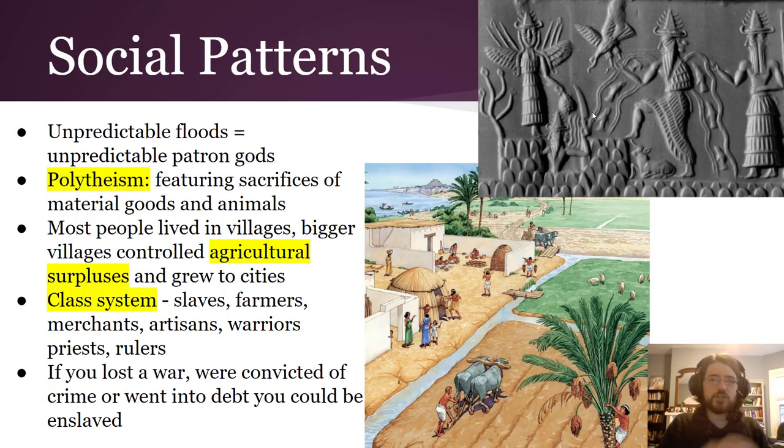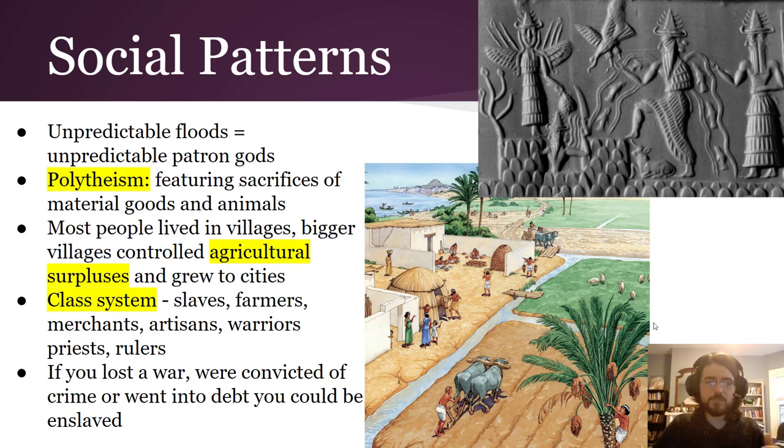But the geography led to some social patterns. They had unpredictable floods, and so their gods are pretty unpredictable. Enlil is one of their major gods, who I believe is the one depicted here. And they made sacrifices of material goods and animals to their many gods to keep them happy enough to not flood them to death. So polytheism is the worship of many gods, a pantheon of many gods. And you can see that here with their multiple gods.